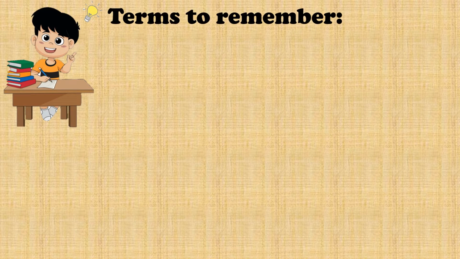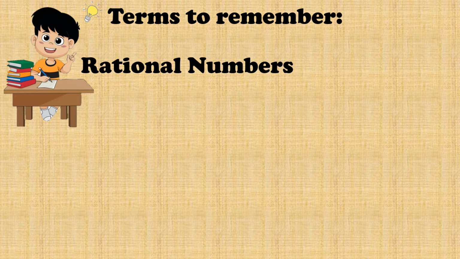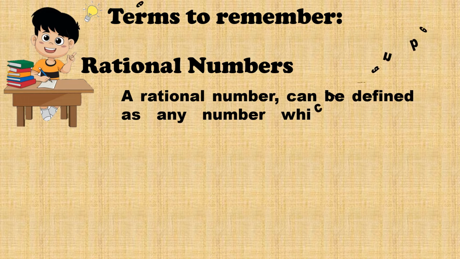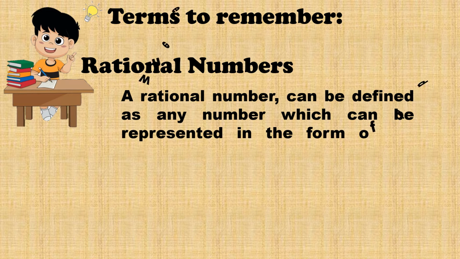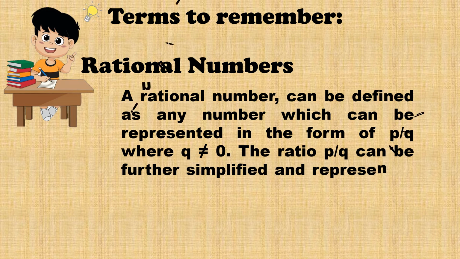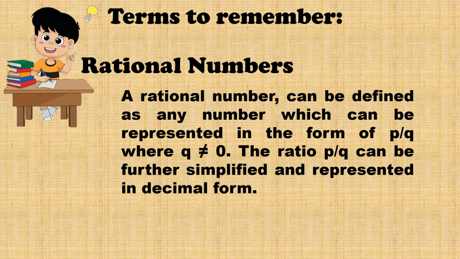Here are some terms that we need to remember. Rational numbers. A rational number can be defined as any number which can be represented in the form of P over Q, where Q is not equal to 0. The ratio P over Q can be further simplified and represented in decimal form.